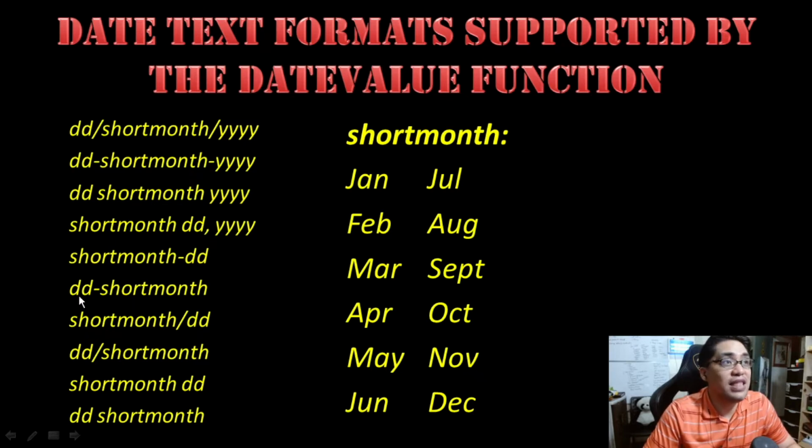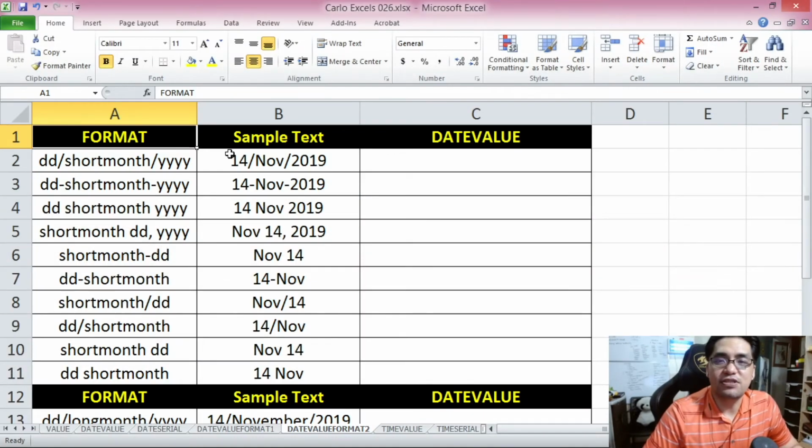Then you have day dash short month. So again, short month dash day or day dash short month, or you have the short month slash day or day slash short month, or short month space day or the day space short month. As far as the short month is concerned, you have the following. Jan, Feb, Mar, Apr, May, Jun, Jul, Aug, Sep, Oct, Nov, and Dec. So you have here samples of the date formats that we showed a while ago. And all of them are pointing to November 14.